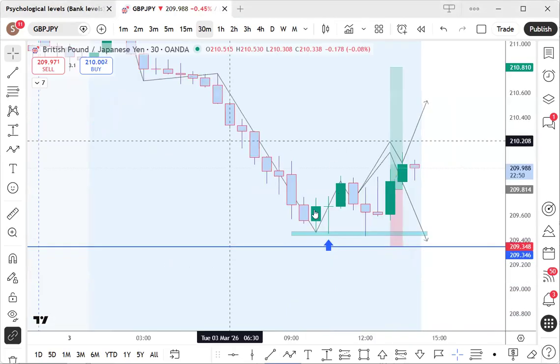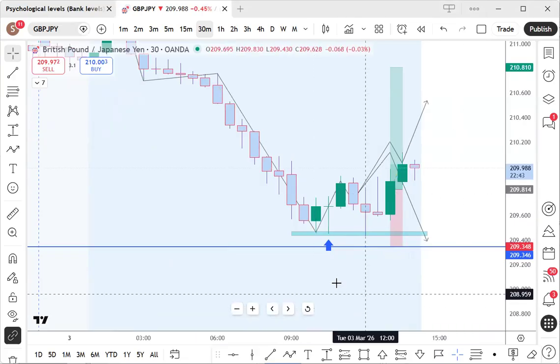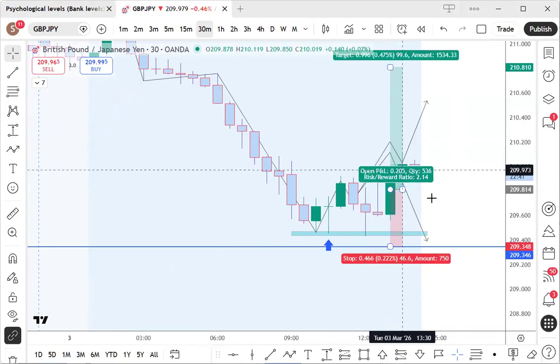All right. So we are in the inner circle now. I'm sure many of us have gotten some of this trade, but let's see how price performs, if it continues going up or not. Right.